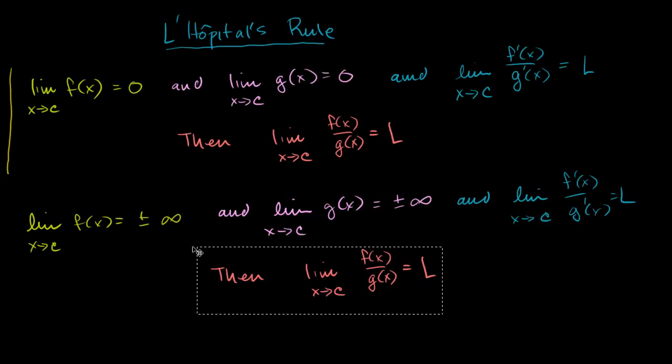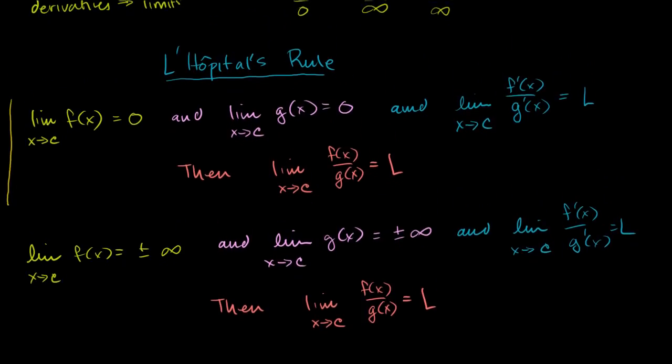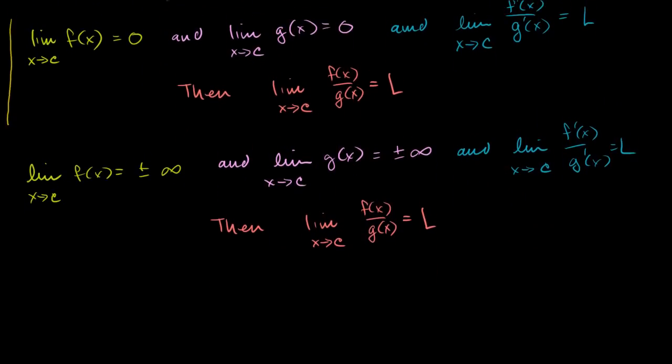This is the situation where, when we take the limit, we get infinity over infinity, or negative infinity, or positive infinity over positive or negative infinity. So these are the two indeterminate forms. And to make it all clear, let me just show you an example, because I think this will make things a lot more clear.